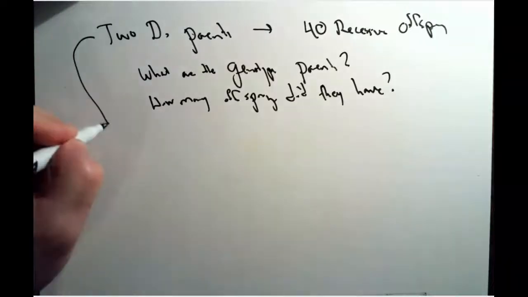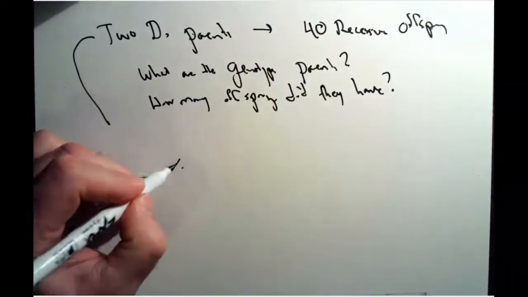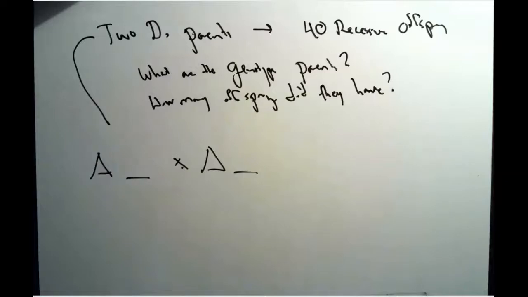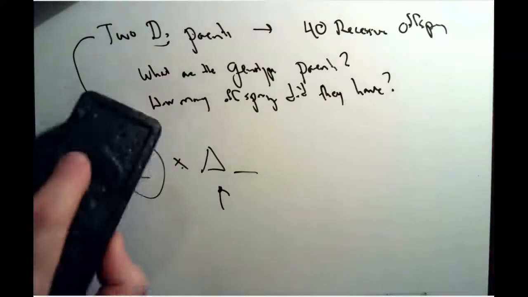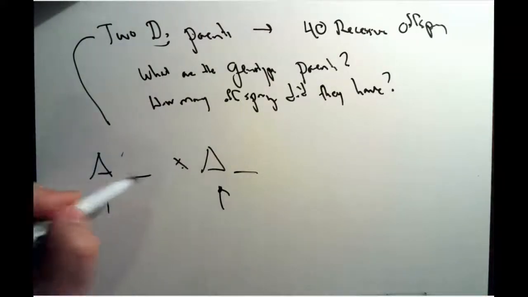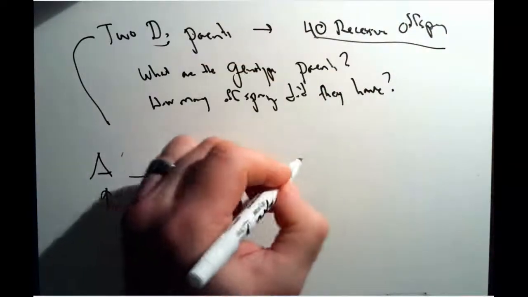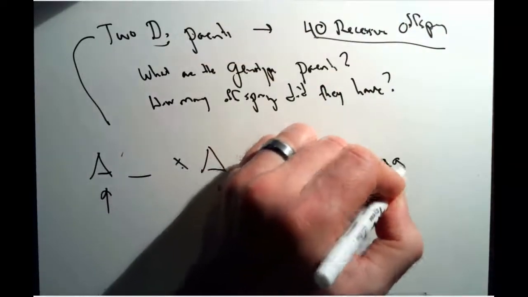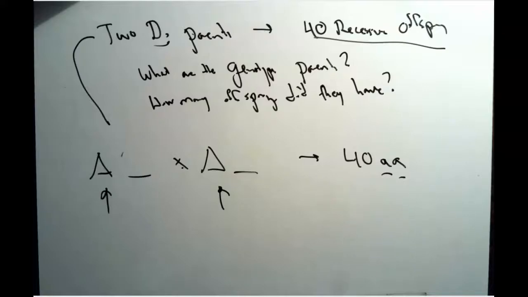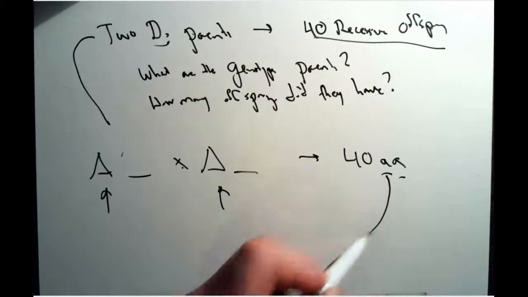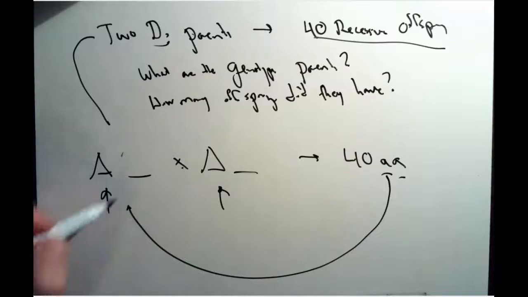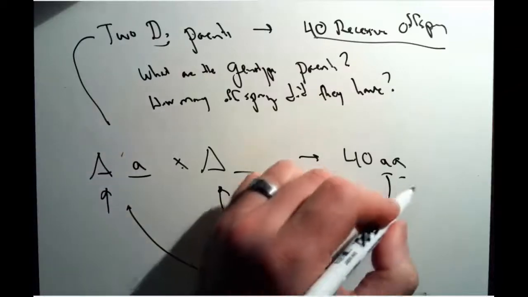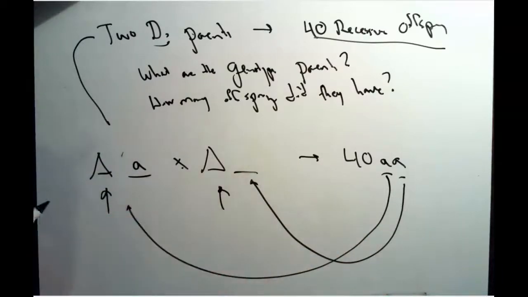So if these are two dominant parents, parent number 1 should be represented like that, and parent number 2 should be represented like that. We know that each of them must carry at least one dominant allele because they're showing the dominant trait. But we don't know what the other allele is yet, so we're going to leave a placeholder there. And we're told that of their offspring, 40 of them are recessive. Well, in order to be recessive, this allele had to have come from one of the parents. That means this parent has to have a recessive allele to give. By the same logic, this allele had to come from one of the parents, and that means this parent had to have a recessive allele to give.